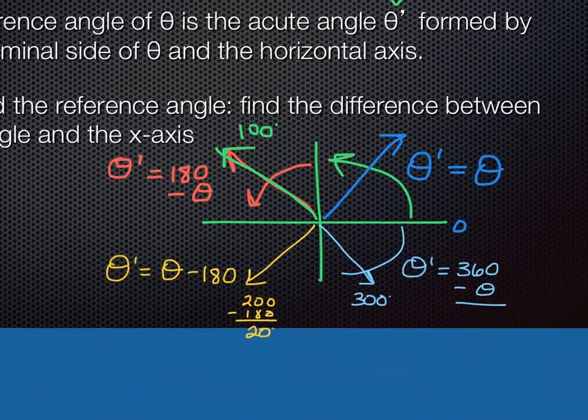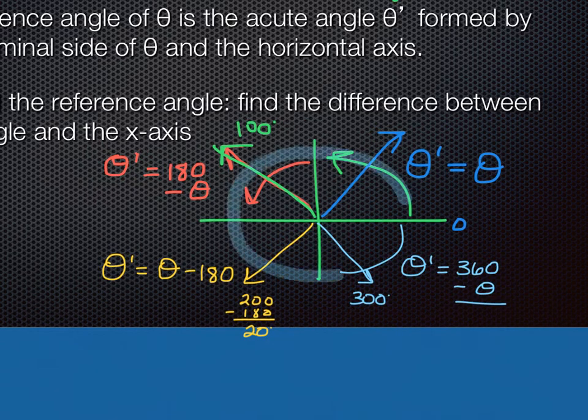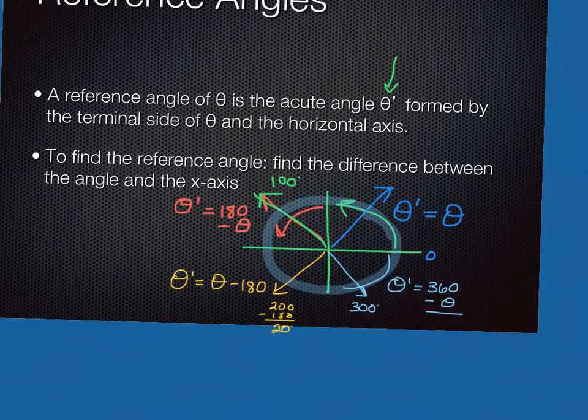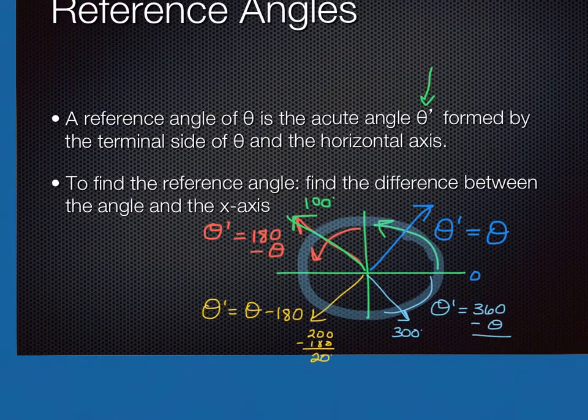So notice that all of these reference angles, no matter where you are in your circle, are always equal to or less than 90 degrees. So you're never going to get an angle that's bigger than 90 degrees. Must be less than or equal to 90 degrees.